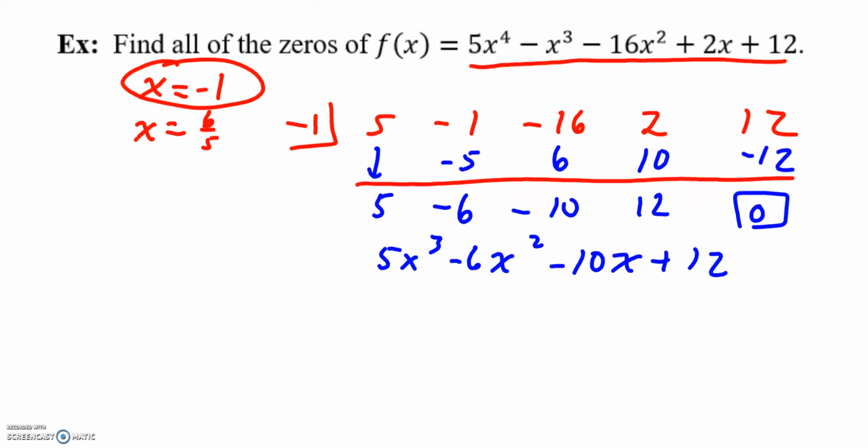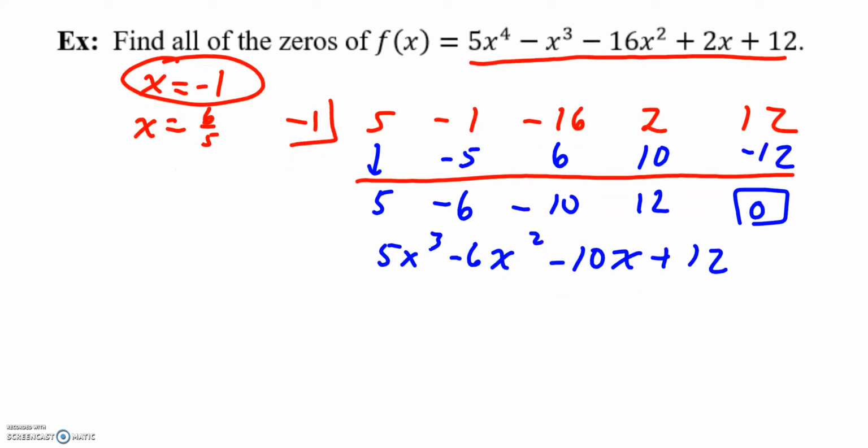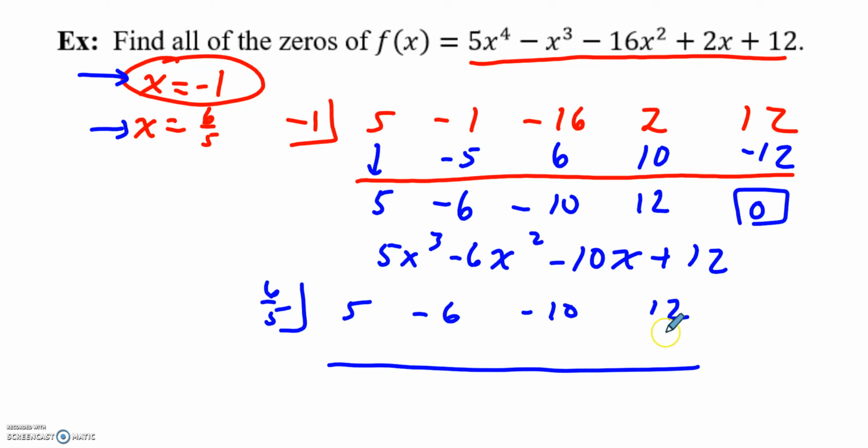Now, because I want to get this to a quadratic so I can continue to factor, what if we did the rational root test again? And I know that another root that works is 6/5. So what if I took 6/5 and I did synthetic division with this one? So I can do it more than once. Write my lead coefficients and go through the process.